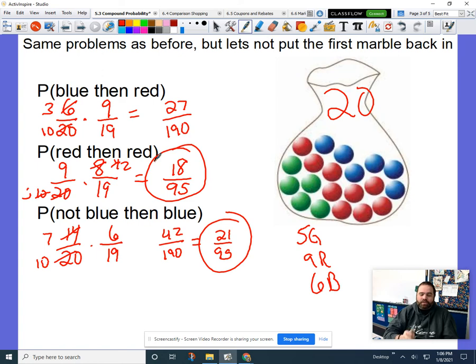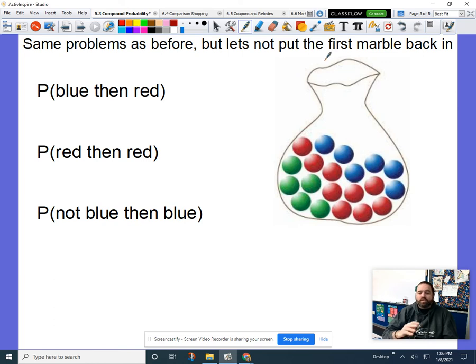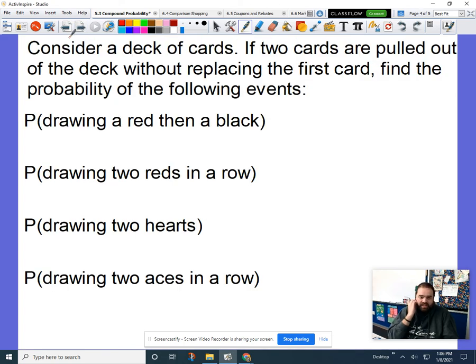Those are tricky. Those are the ones you're really going to have to watch out for. If it's two completely separate events, like the blue and a red, or a not blue then a blue, where they don't overlap, those are a whole lot more straightforward. If you're trying to double dip and do the same thing over and over again, that's definitely going to change what you're doing.